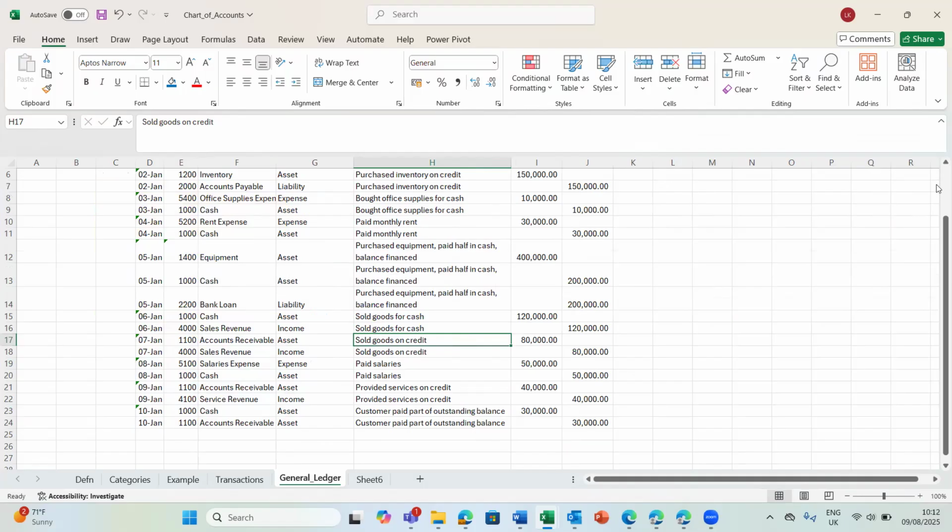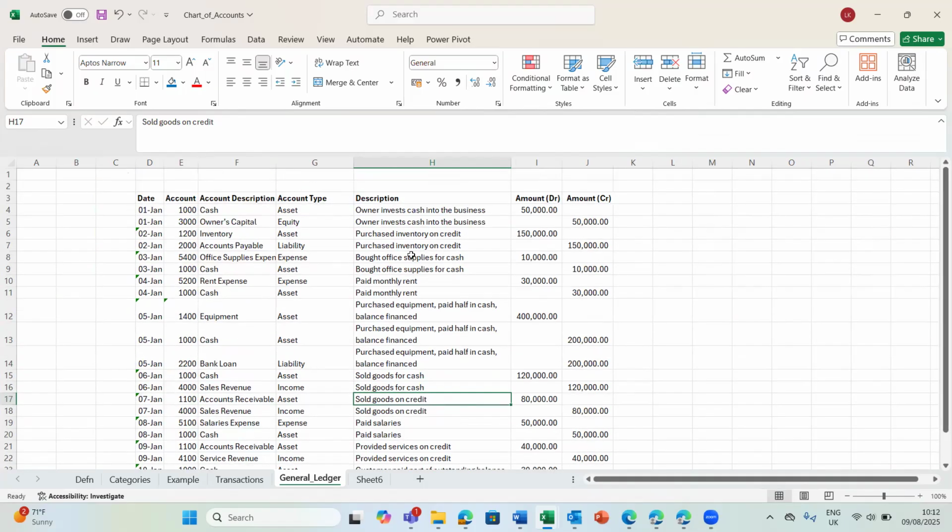So this is our general ledger. Any system, be it ERP or non-ERP or web-based or desktop, this is what happens in the system. This is the general ledger. Once you have prepared the general ledger, what's next? You create a trial balance.